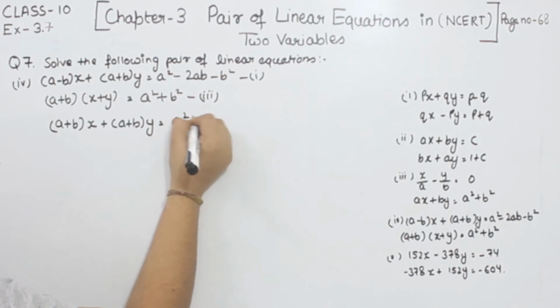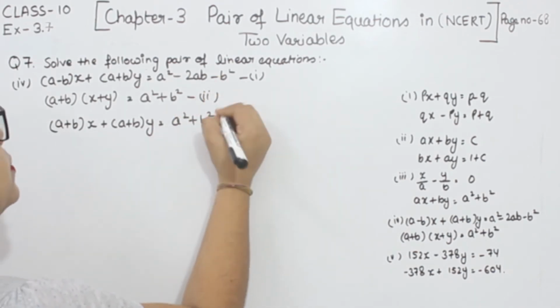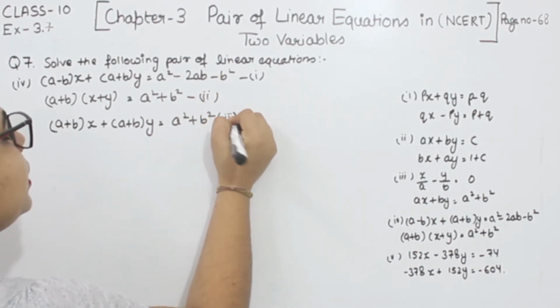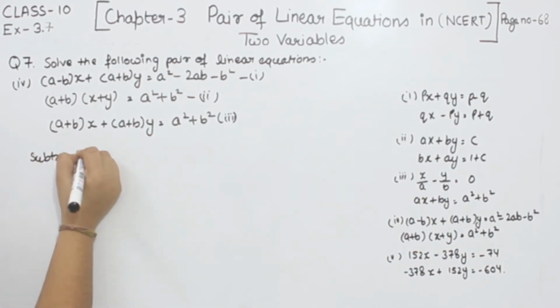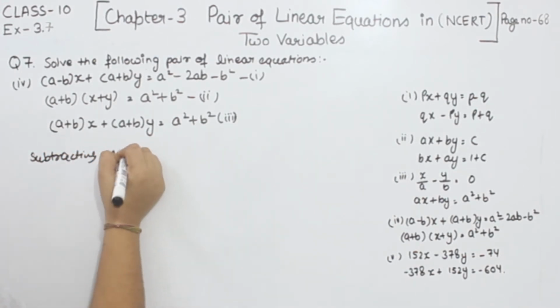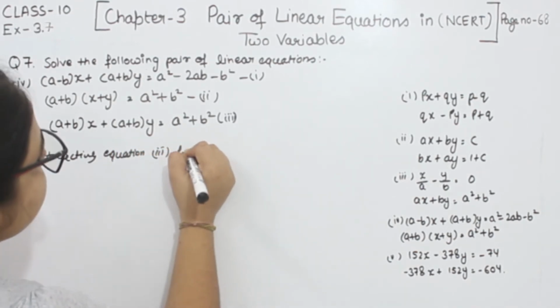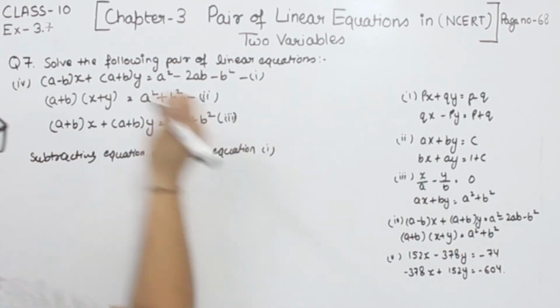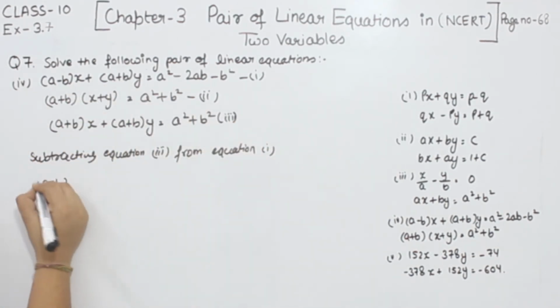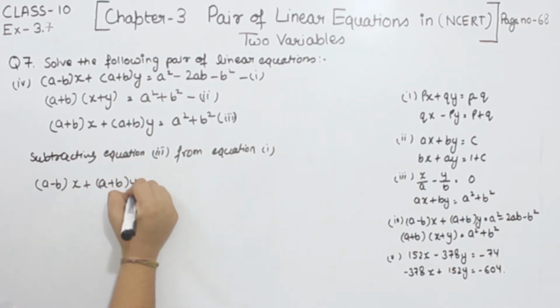This one we have as equal to a square plus b square. This is the simplification of equation number 2, and I am going to write it as equation number 3 here. Now I am going to subtract equation 3 from equation 1.